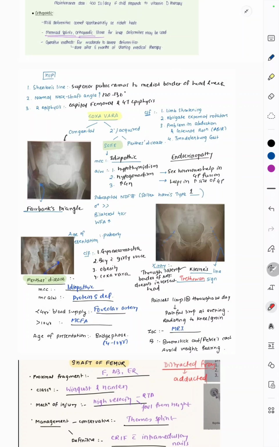Apart from that, in the X-ray, if you look, there are two lines. There is the Klein line. The Klein line is the one that passes along the neck of the femur. It is actually going to intersect the head, but if it does not, then that is the Trethowan sign, which is characteristic of slipped capital femoral epiphysis.